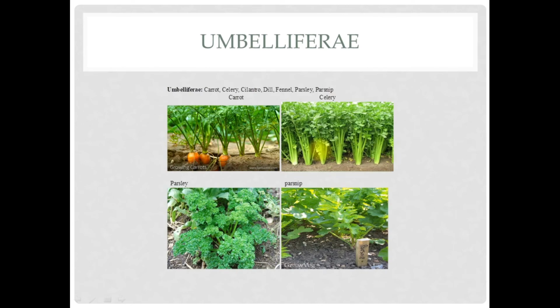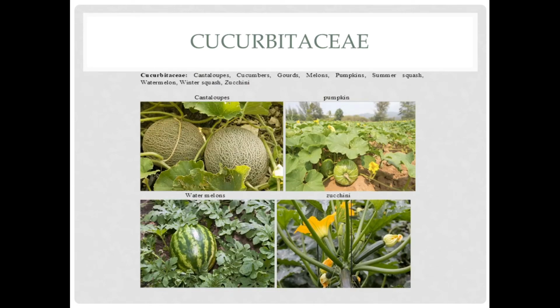Then we have the next family, which includes carrots, celery, fennel, dill, and parsnip. You may pronounce it in whatever way you want. And as you can see, these plants have some kind of similarities, especially when it comes to their leaves. Next we have the cucurbits, which include cucumbers, watermelons, pumpkins, squash, and zucchini. These plants are mainly grown for their edible fruit, and some of them are grown for their leaves in the case of pumpkins.